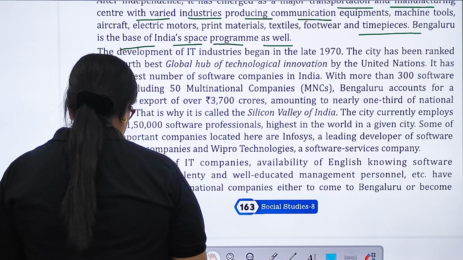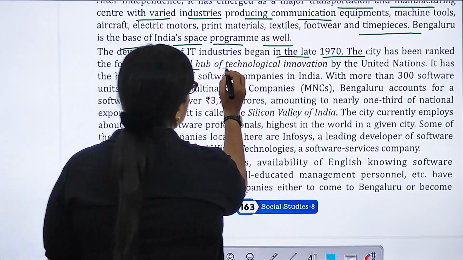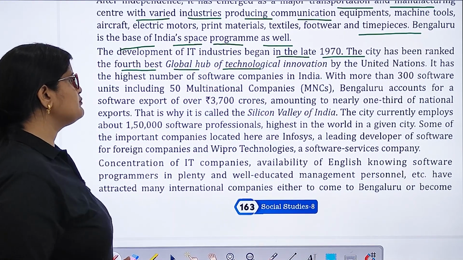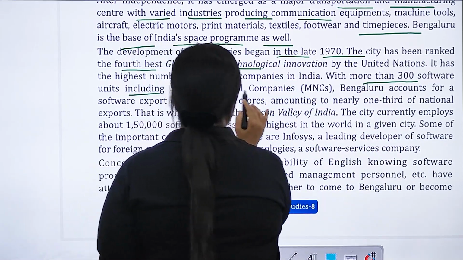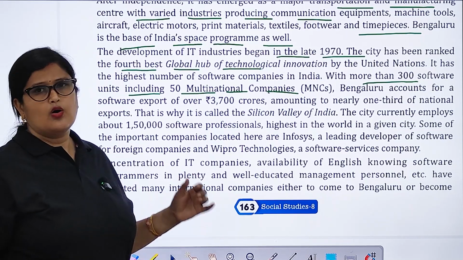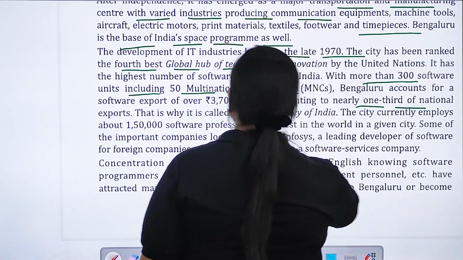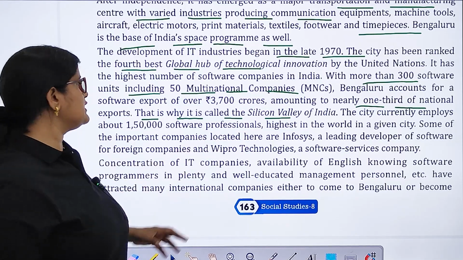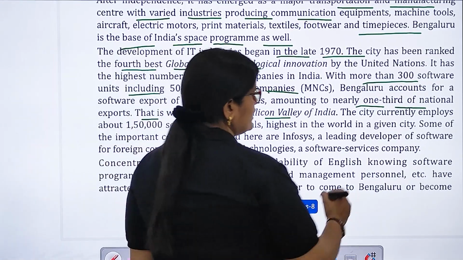The development of IT industries began in the late 1970s. The city has been ranked the 4th best global hub of technological innovation by the United Nations. It has the highest number of software companies in India with more than 300 software units, including 50 multinational companies. Bengaluru accounts for a software export of over 3,700 crores, amounting to nearly 1/3 of national exports. That is why it is called the Silicon Valley of India. The city currently employs about 1,50,000 software professionals, highest in the world in a given city.